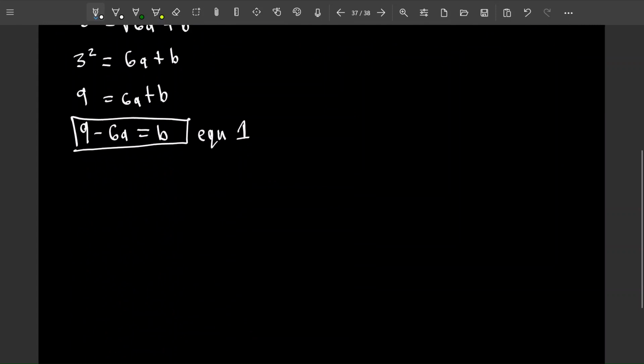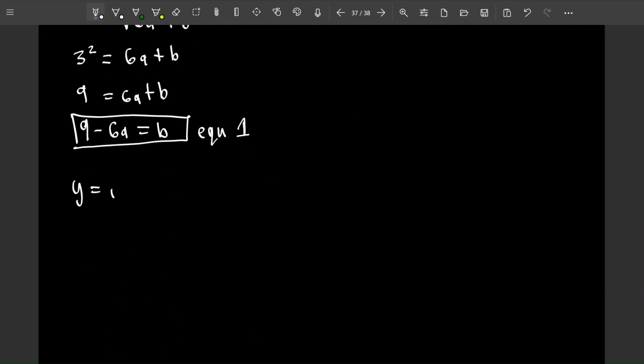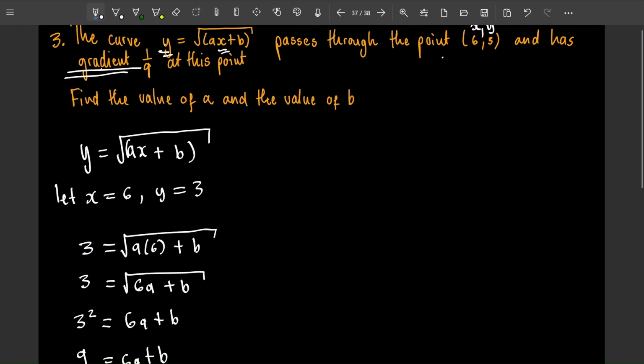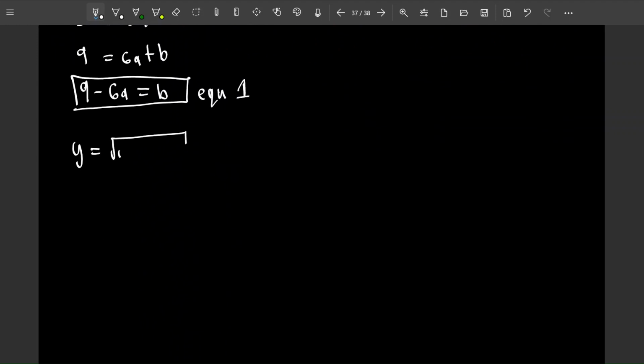So I can go ahead. I would say y is equal to the square root of ax plus b. Now I'm going to differentiate because I want to find the gradient of this curve. For me to differentiate, I don't need the square root sign. So y will be equal to ax plus b together, and it is to the power of half.